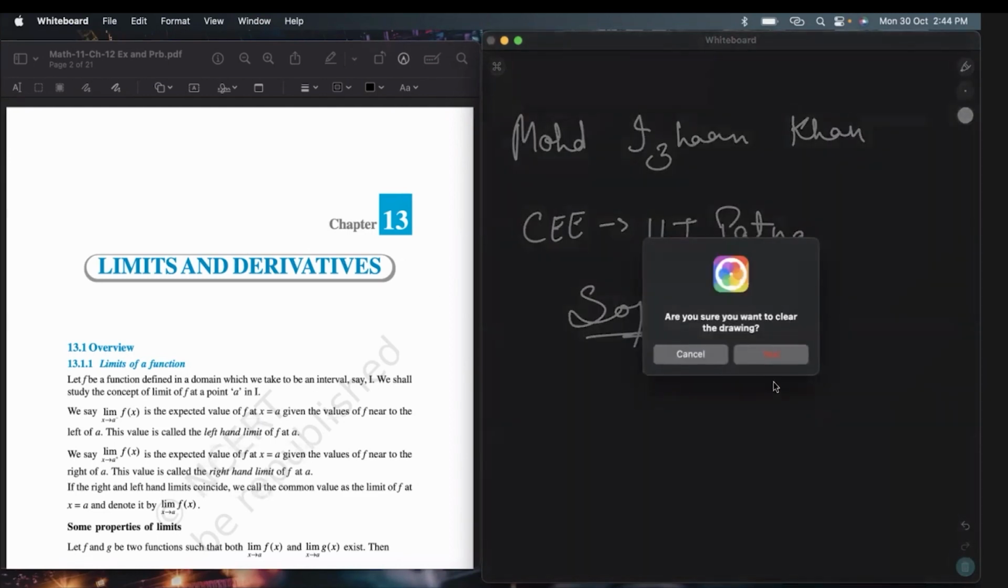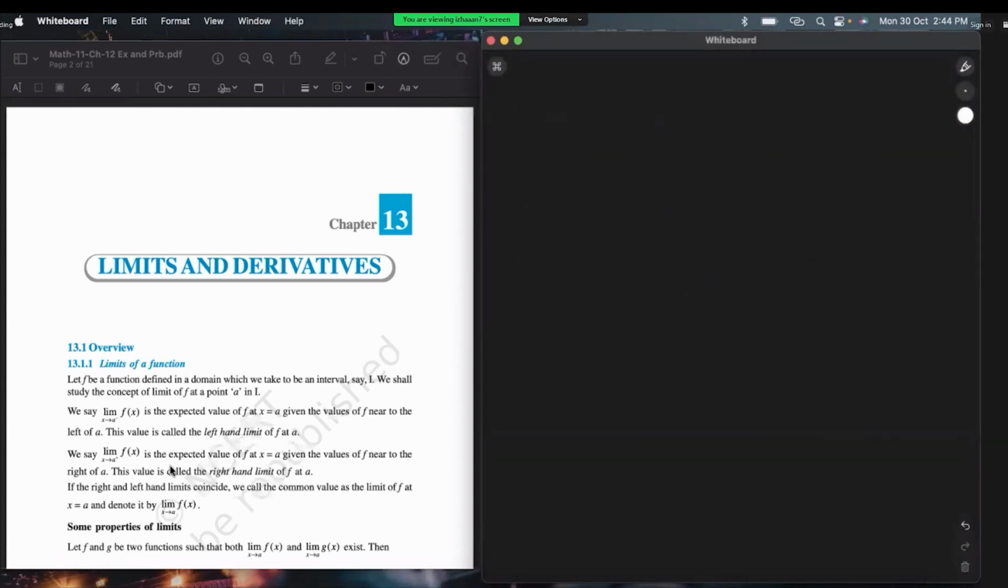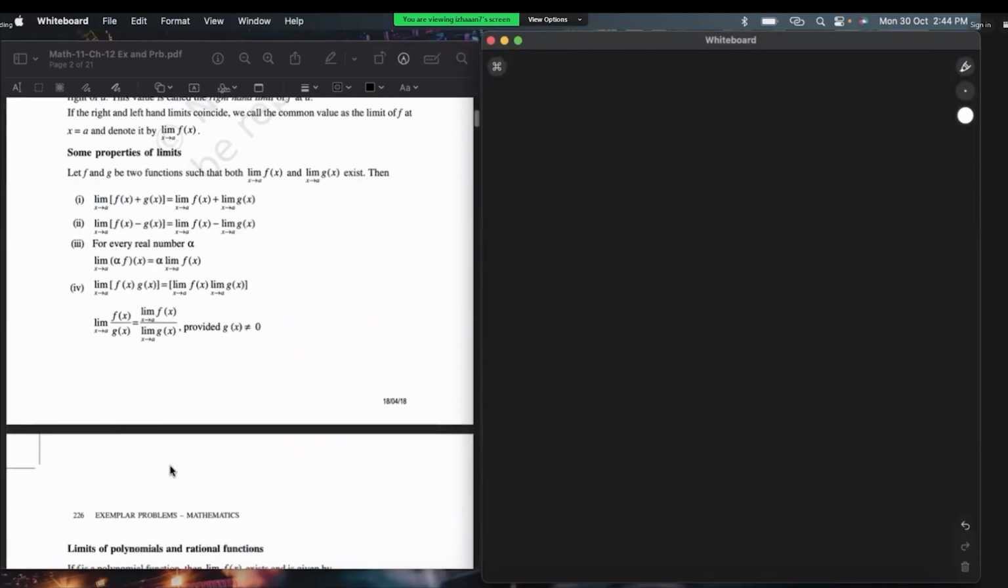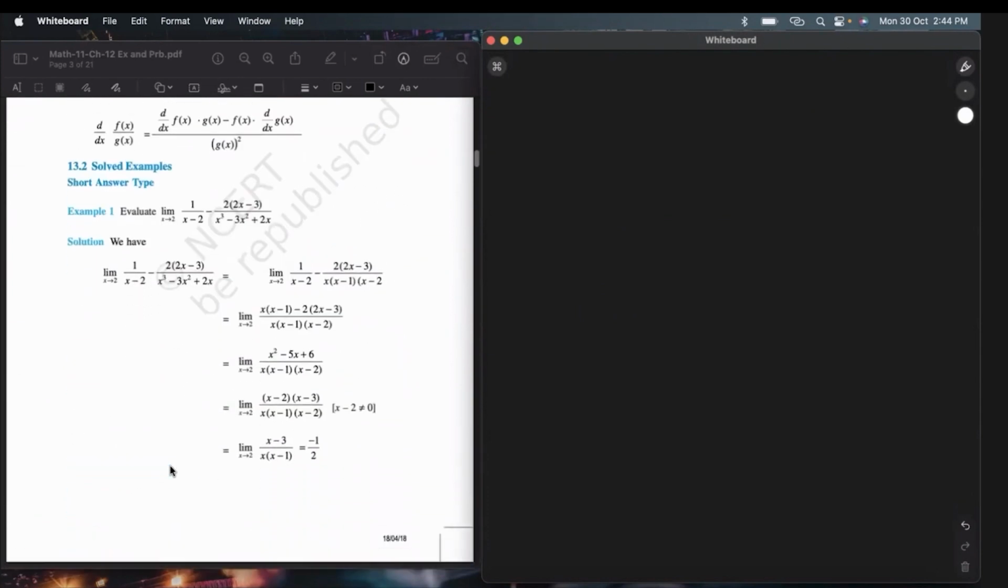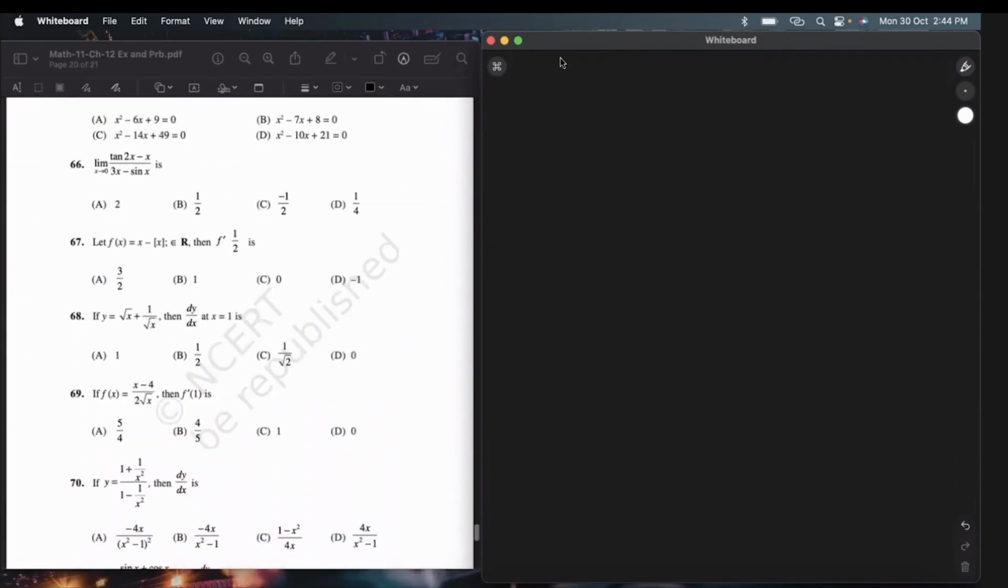In my previous classes, I had done question number 65, so I'll just take on from what is left. Alright, so from question number 66, I'll take on. In question number 66, we have the limit as x tends to 0 of (tan 2x − x) divided by (3x − sin x).